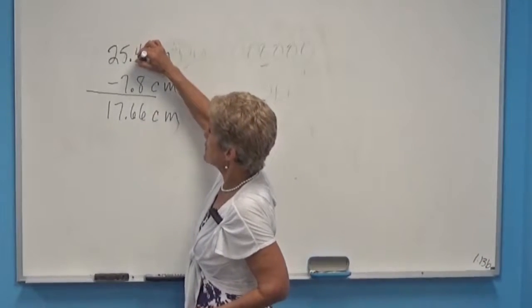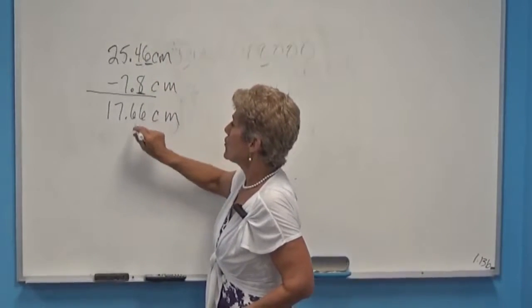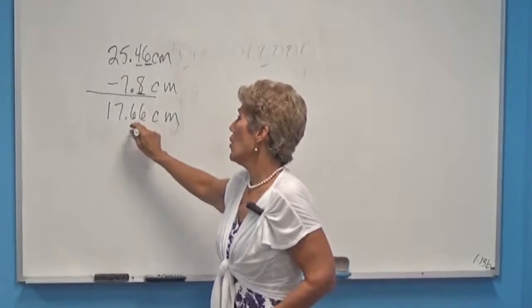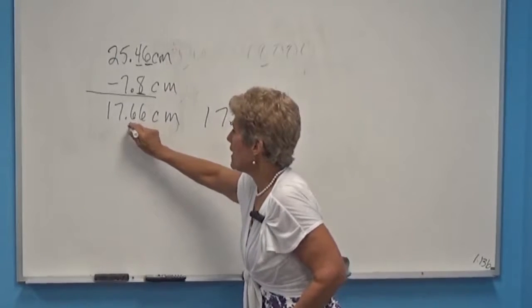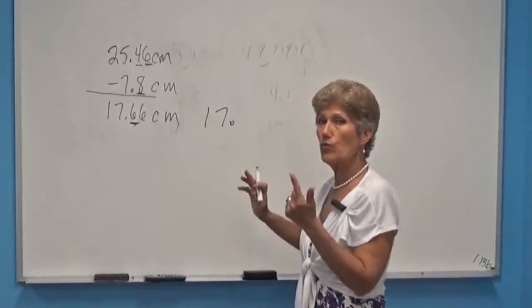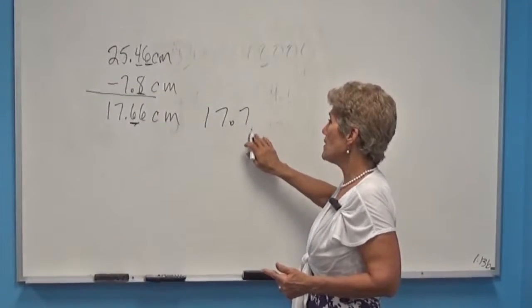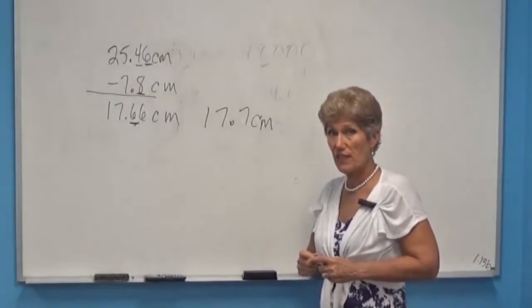So let's look at this. This is to the hundredths place. This is to the tenths place. So this has to be to the tenths place. The answer has to be to the tenths place, which means we will rewrite this as, it's got to be to here, but that 6 rolls the other 6 up. So it's going to be 17.7 centimeters would be the proper number of significant figures.